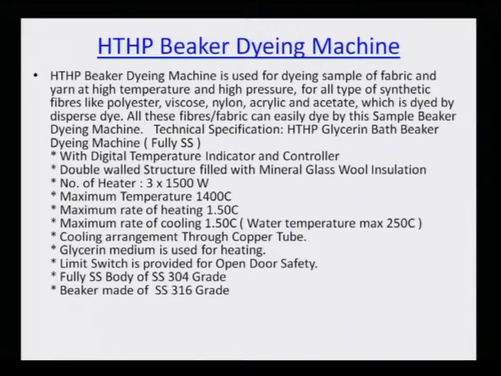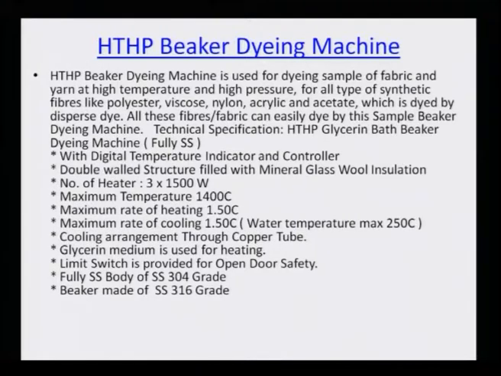Glycerin medium is used for heating. Why? Because water will only heat up to 100 degrees. So, if a higher temperature has to be attained, some additive has to be added so that it elevates the boiling point. A limit switch is provided for open door safety, with a fully stainless steel body, and the stainless steel that is used in this machine is of 304 grade, whereas the beakers that are used in this are not glass beakers. You must have seen that in all these dyeing machines, the beakers that are used are made out of stainless steel, and the stainless steel variety is 316 grade.